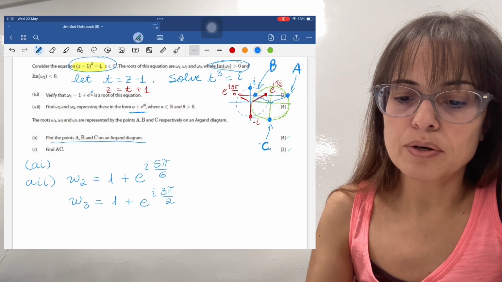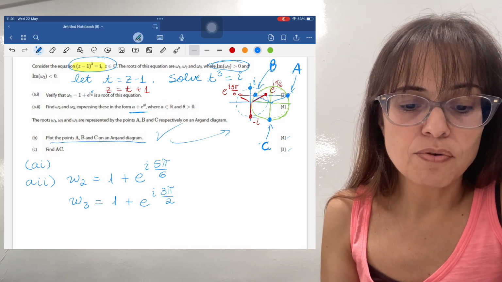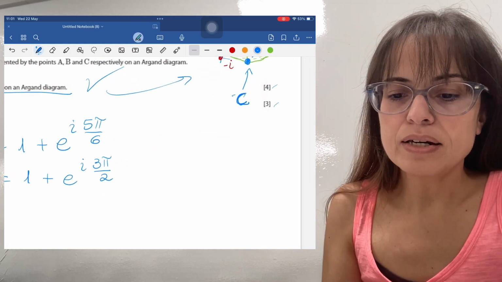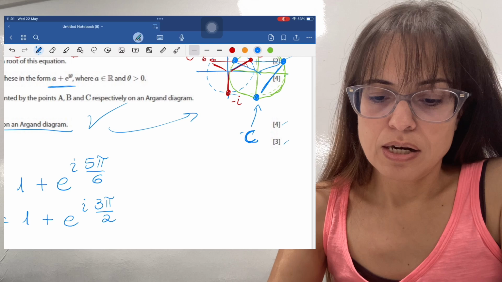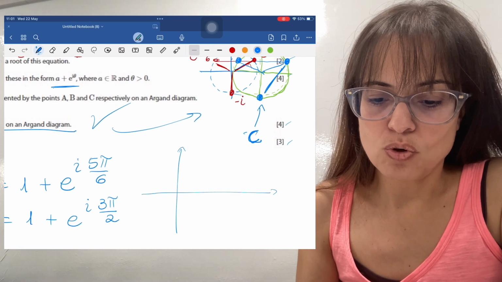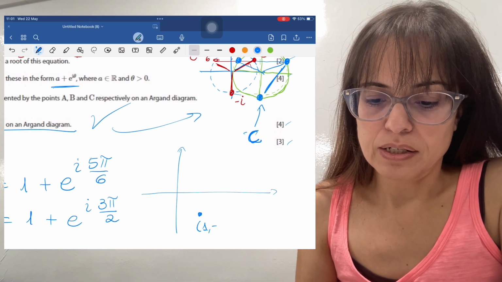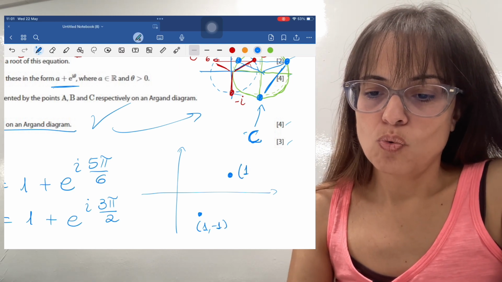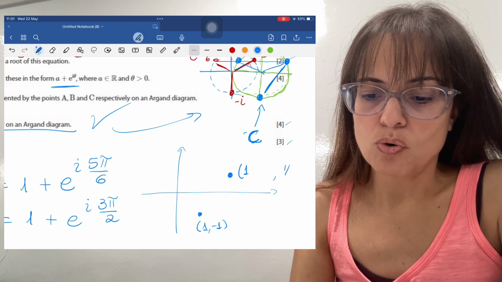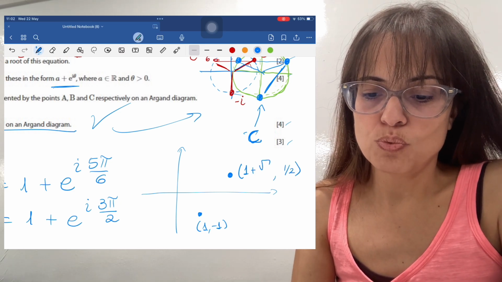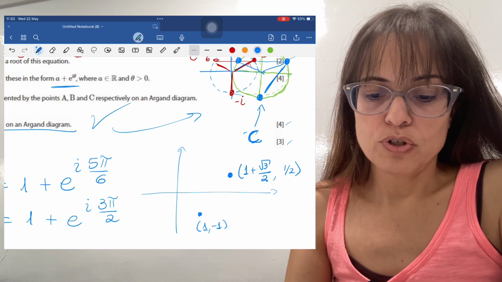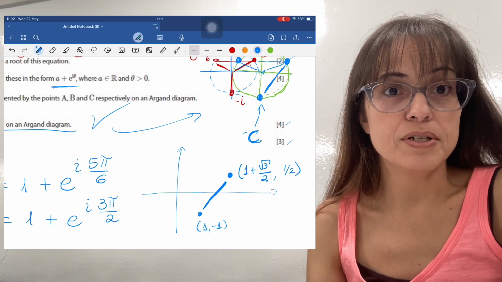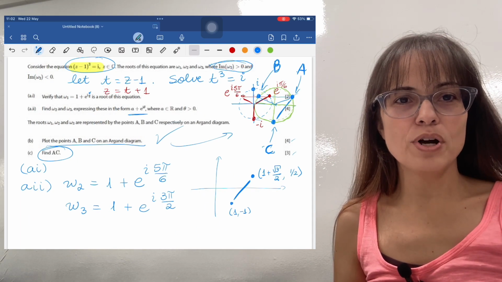Plot the points in an Argand diagram. Okay, I've already done that. And now find AC, the distance between these 2 points. Well, that is a little bit of geometry, isn't it? The point C has coordinates 1 and -1, and the point A has coordinates 1. Where's the half? The half is the y coordinate, and so this is 1 plus root 3 over 2. So now I just want to find the distance between these 2 points, and you can use the formula for distance between 2 points.